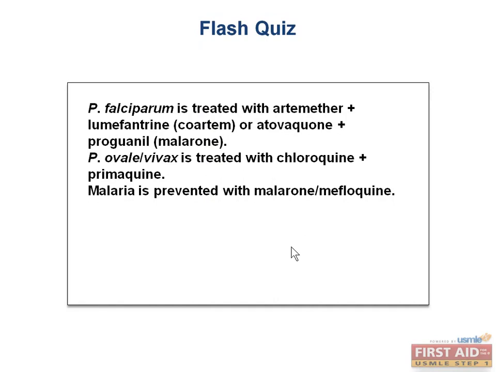Plasmodium falciparum is treated with artemether plus lumefantrine, which is named Coartem, or atovaquone plus proguanil, which is known as Malarone. Plasmodium ovale or Plasmodium vivax is treated with chloroquine plus primaquine. Malaria is prevented with Malarone or mefloquine.